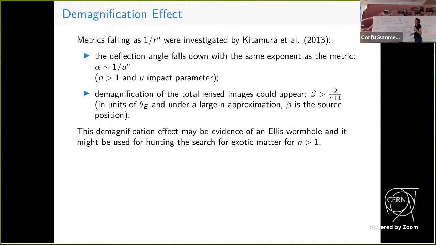This kind of metric was investigated first by Kitamura in 2013. Through this formula we can see the demagnification of the total lensed images. That is this one. And this is evidence of an Ellis wormhole and might be used for hunting the source of exotic matter in the case of n greater than 1.